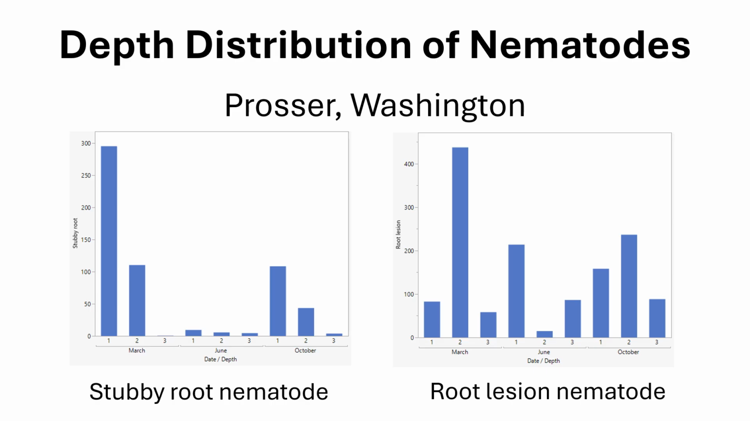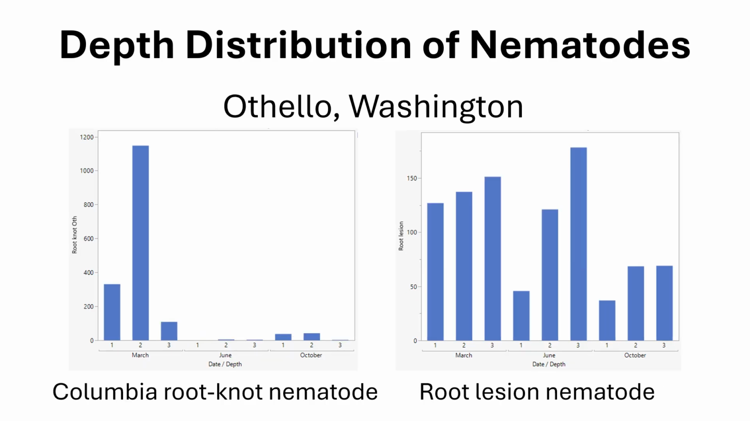We also found root lesion again in the Prosser, Washington field, and there is less of a trend here. They are clearly present at 3 feet, which is excellent information to know, but the trend is a little more evasive, so we're going to have to do more work and clearly watch the root lesion populations as the seasons progress. We then also did sampling in Othello, Washington, where again we found the Columbia root knot nematode.